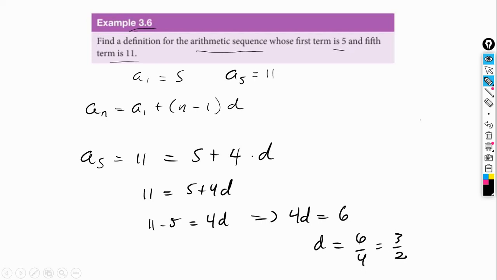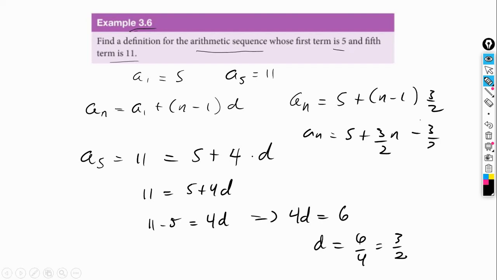So that means that we can generalize saying that the definition for the arithmetic sequence would be 5 plus n minus 1 times 3/2, and then from here we get 5 plus 3/2 n minus 3/2, and then in general the nth term would be 3/2 n plus 7/2. So that's one way of doing it.